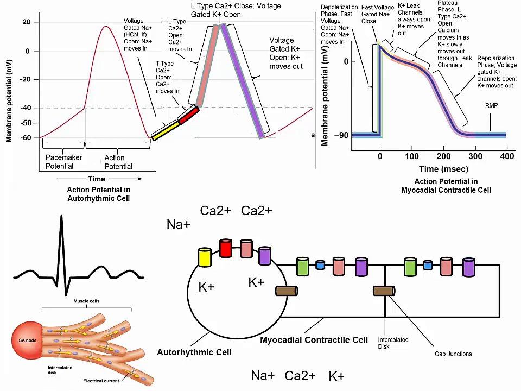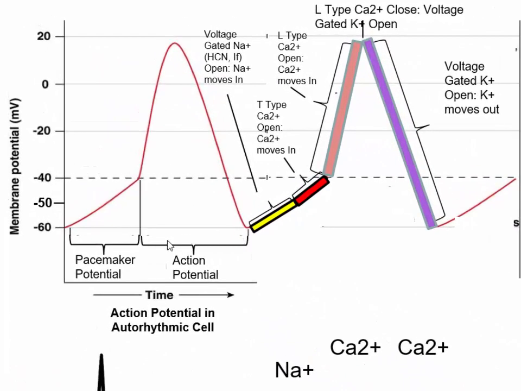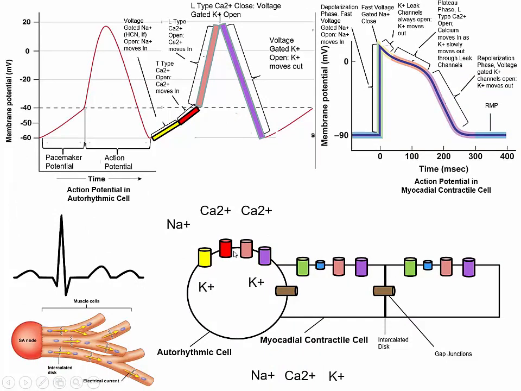We're going to start with SA nodal cells, or autorhythmic cells. In these autorhythmic cells, we have what's called basic action potentials here. This phase of it is called specifically the action potential, whereas this phase here is called the pacemaker potential. And the pacemaker potential has the opening of two basic types of channels, which are represented here.